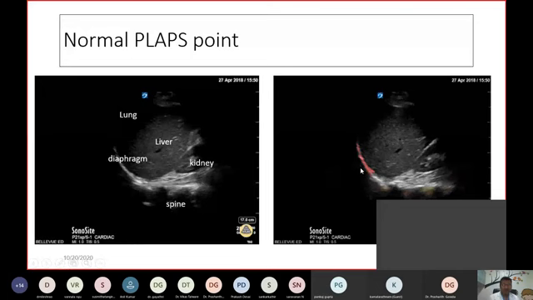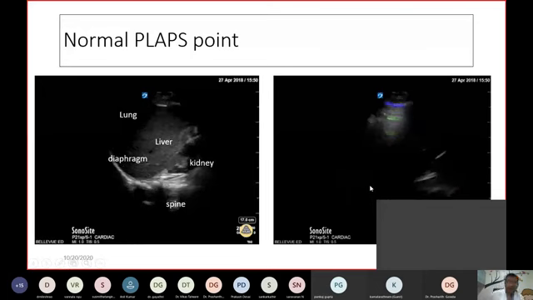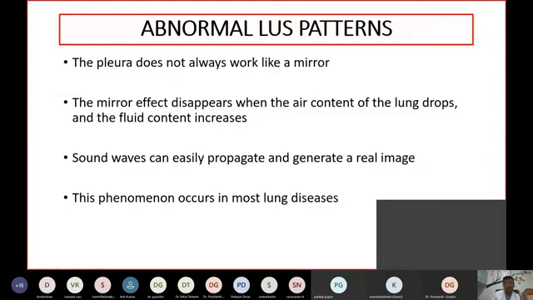I'll show you later. Now with this basic of a normal lung, again to summarize: A lines, lung sliding, thin pleural line, no or occasional B lines, and seashore sign. That's your normal lung and how the flaps point looks. And now we'll move ahead with the abnormal lung ultrasound patterns.